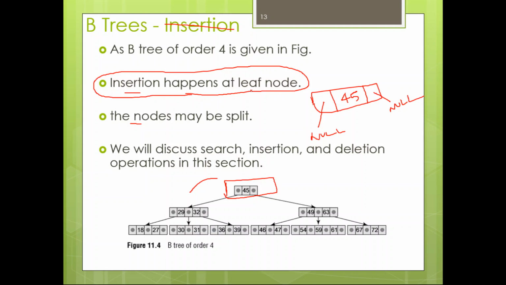If you take a B tree of order 4, then a node can have how many key values? Up to 3. It cannot have more than 3 key values. So if a situation comes where you want to insert one more key, for example, you take this node, already 3 values are filled up. Say I want to insert one more value, 62, into this node. Now what will happen is this node will be split into 2.